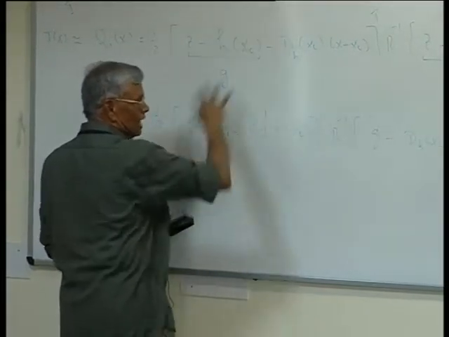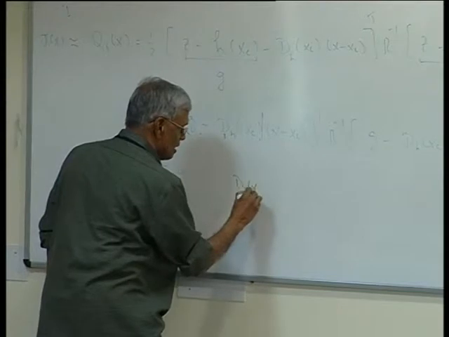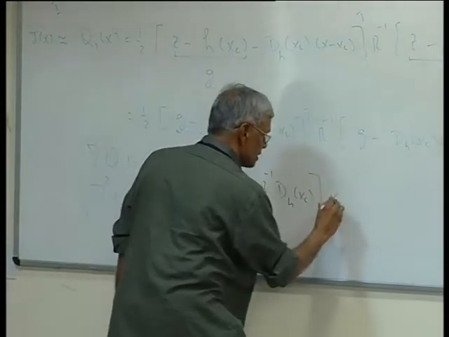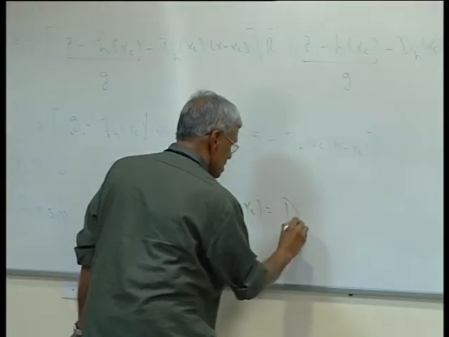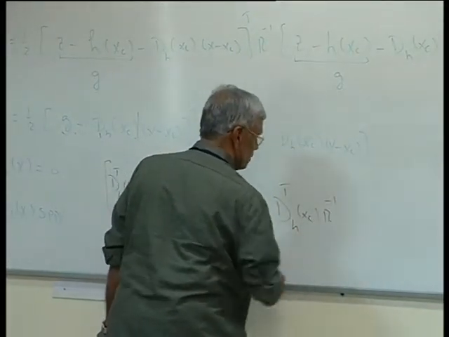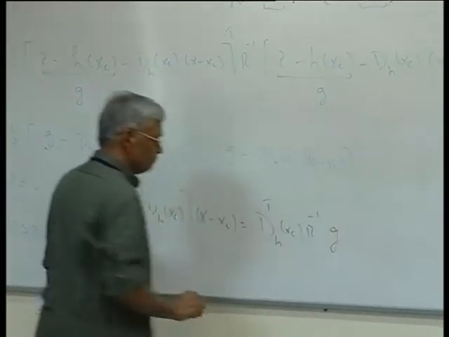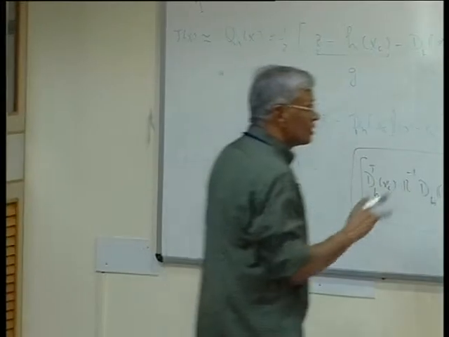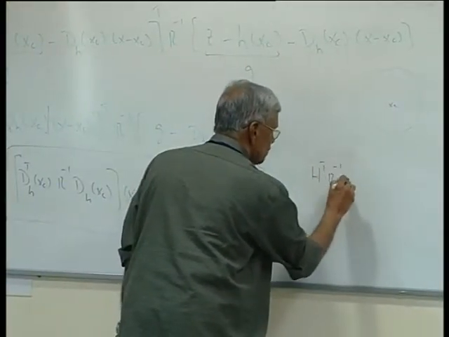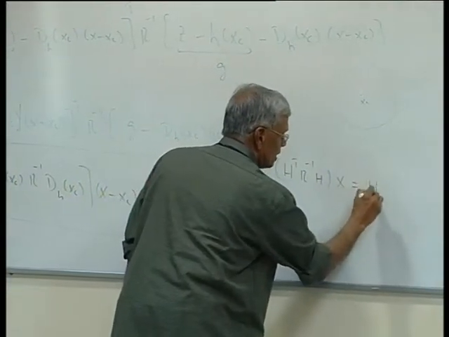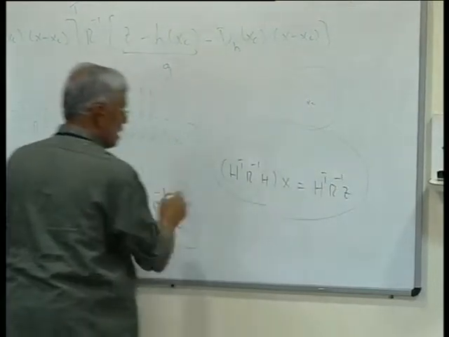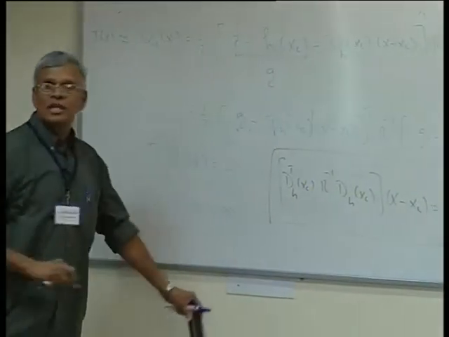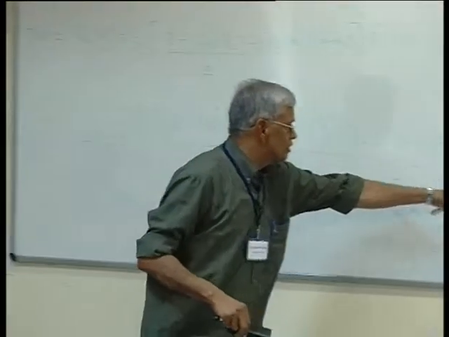So what is the corresponding normal equation for this? dh xc transpose R inverse dh xc times (x minus xc) is equal to dh xc transpose R inverse g. Okay, that's the equation. Please remember, this is the analog of this: H transpose R inverse H times x is equal to H transpose R inverse z. H is replaced by dh. R inverse is R inverse. My z is replaced by g. Everybody in the place? So if you have done this, you know this. What is this?